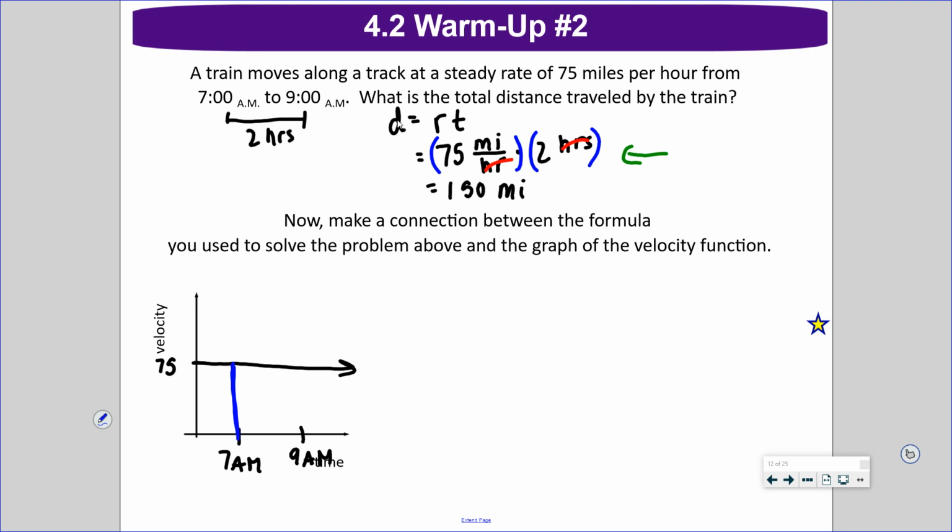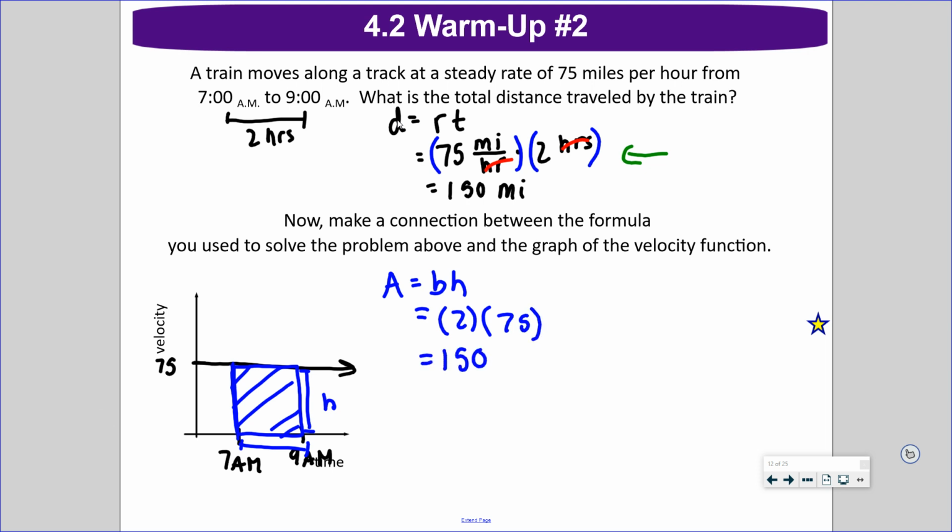Remember what we did before? How we were always cutting boxes, just the area of the square under the curve? Exactly! If I were to make a little rectangle here, how do you find the area of a rectangle? Base times height. My base is 2 hours, and my height was 75.